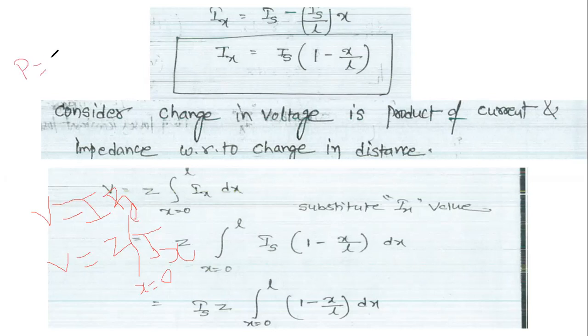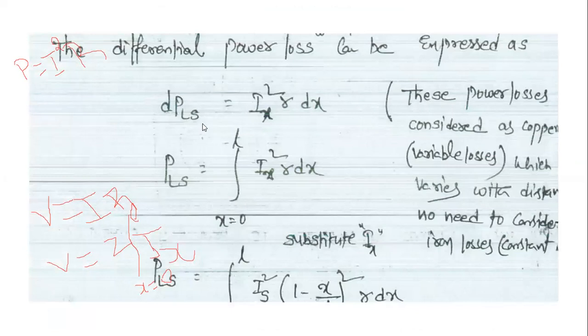Similarly, we can write down the power formula. What is the formula for the power? We have different formulas, that is power P equal to I square R. Therefore, PLS is equal to Ix square into R. By using the same approach, we integrate on both sides. We obtain the total power losses.